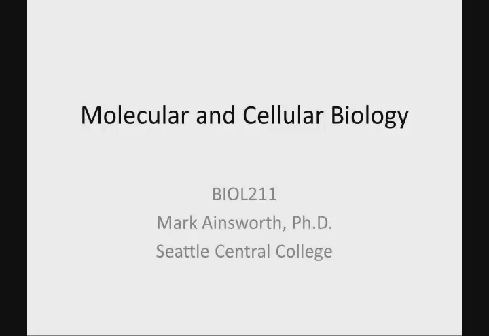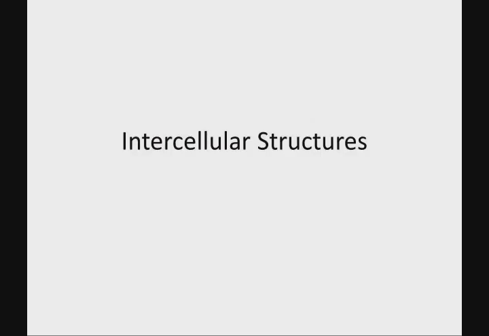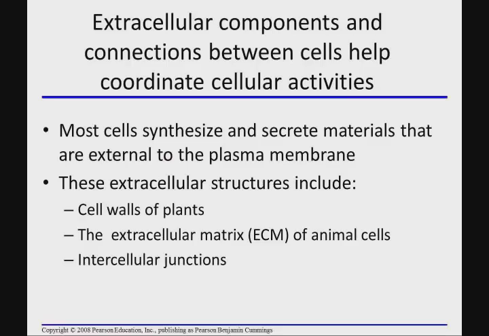So in this recording, what we want to look at in our final look at the anatomy of a eukaryotic cell is intercellular structures. So remember that inter means between, while intra is internal. So intracellular structures would be structures within one cell. Intercellular structures would be structures between two different cells.